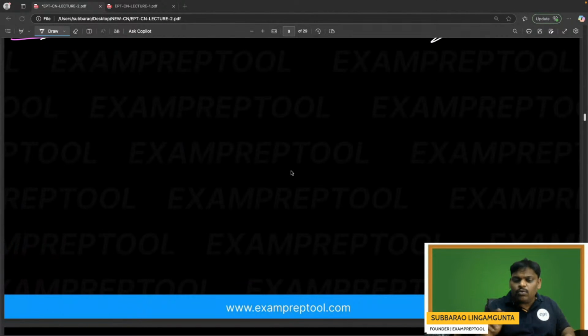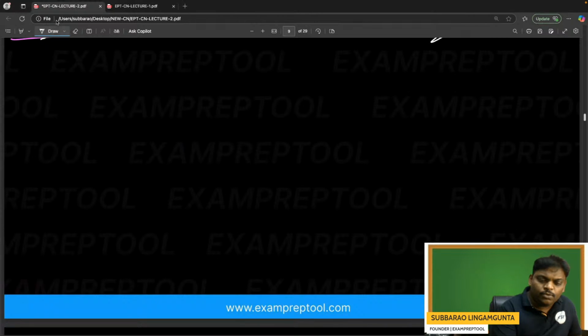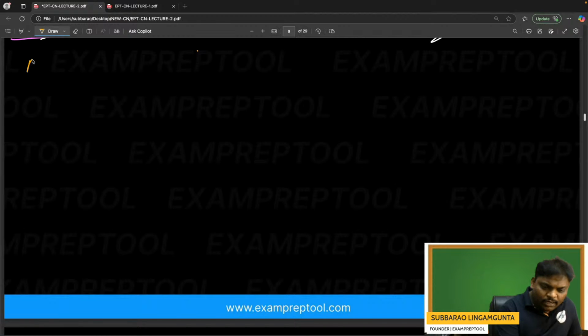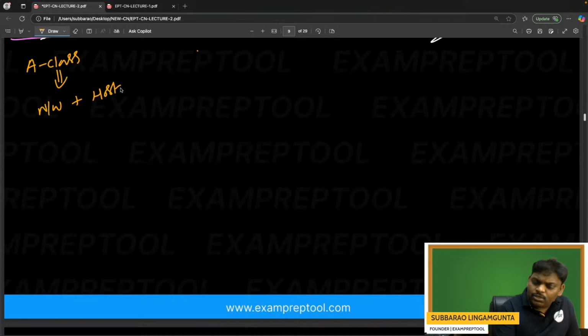Now everyone observe class A. Let's go a little deeper. In class A, if you observe, there is network part plus host part. Network part purpose is 8 bits, host purpose is 24 bits.